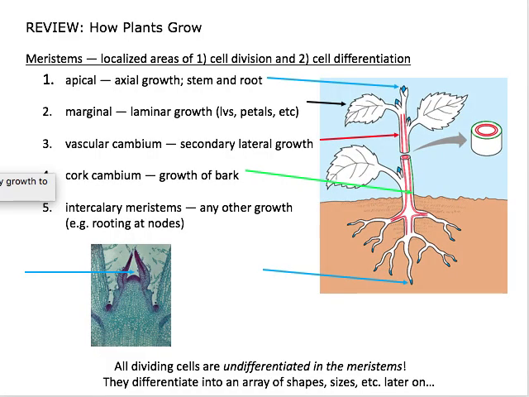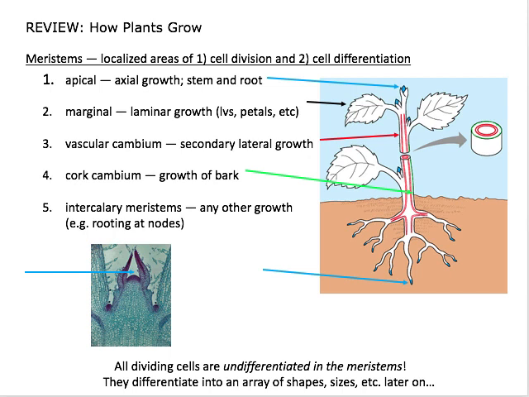So in review, how do plants grow? Well, they grow in a variety of ways. The meristems are going to be localized areas of one, cell division, and two, cell differentiation, which is to say, how do cells change into different types of cells? We've talked about apical meristems. We've talked about vascular and cork cambiums.